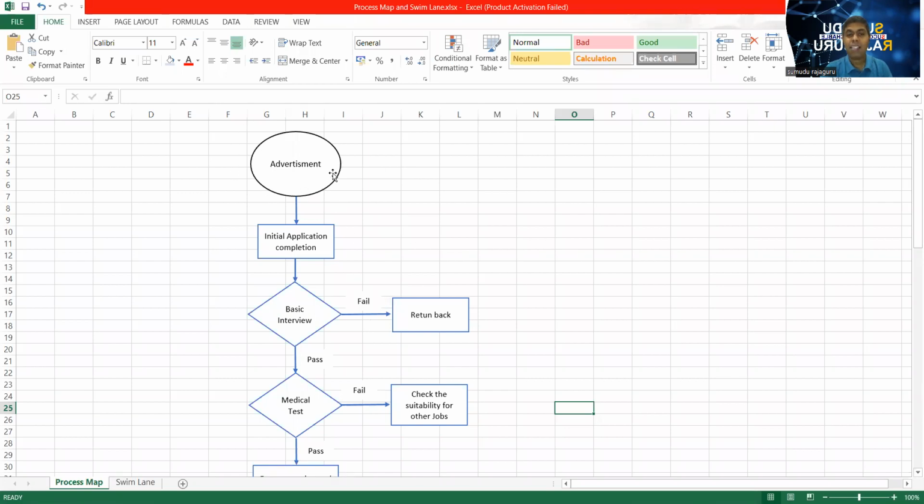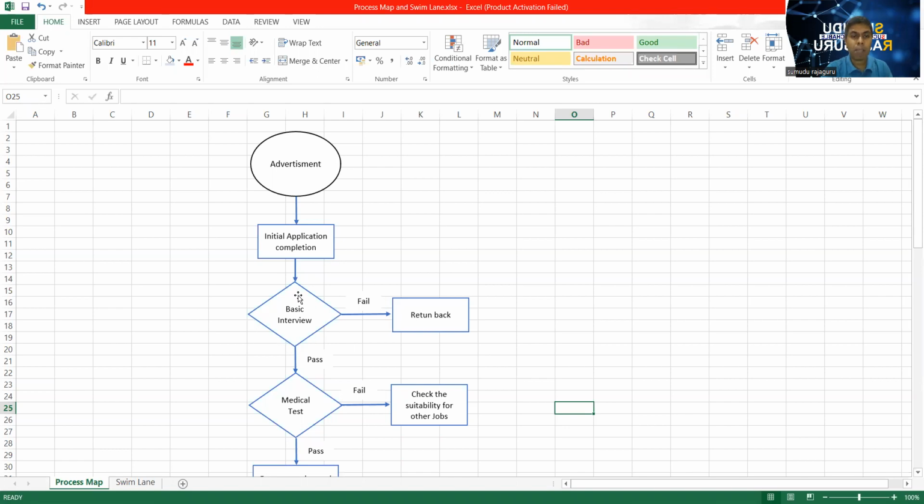Advertisement, that is the starting point. So because of that, I use a circle. Then the advertisement connects with the initial application completion. It is a normal general process, so I used a rectangle. Then when coming to the basic interview, we have to understand there can be two results from the basic interview: the candidate can pass or fail. So because of that, we have to make a decision. So I use the diamond shape.